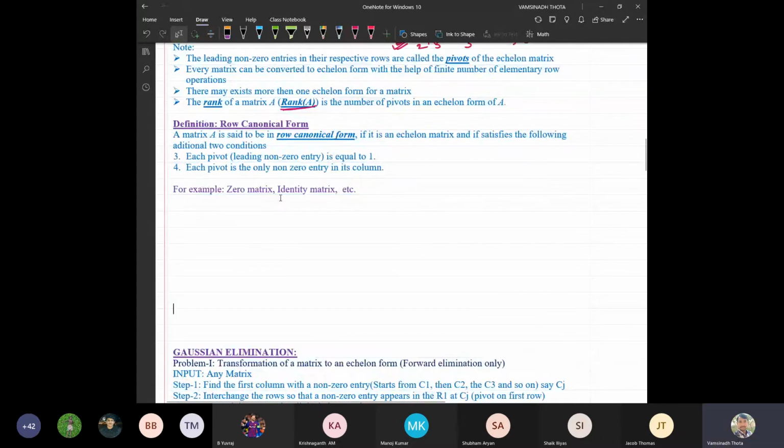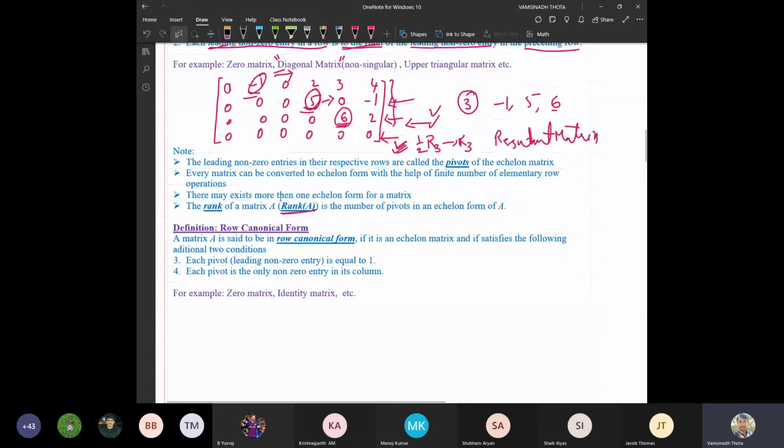The row canonical form means, first thing, the matrix should be in the echelon form. Further, it should also have two more additional properties. What are the two more properties? We said that in every echelon form there are something called pivot elements. Now, in the row canonical form, all the pivot elements have to be exactly equal to 1.